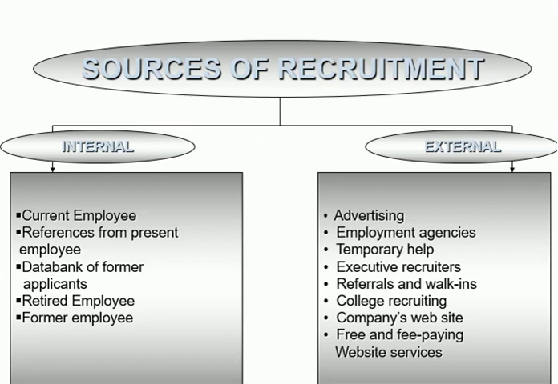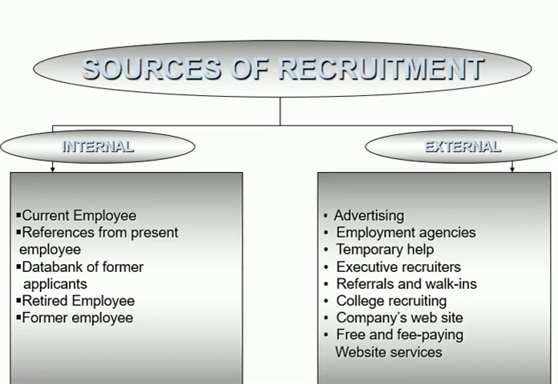Depending on the internal and external factors, similarly we have sources of recruitment. These are internal and external. Internal sources are the current employees who are to be promoted to a certain position, references from present employees, a data bank of former applicants who have applied for the job, and retired or former employees. Internal recruitment is easier than external recruitment. External recruitment costs a lot of money for advertisement.